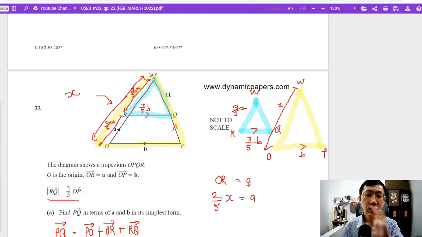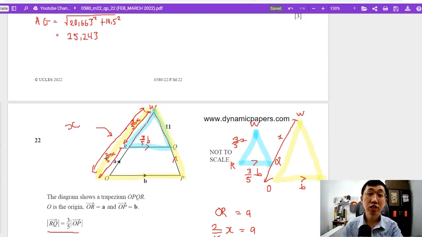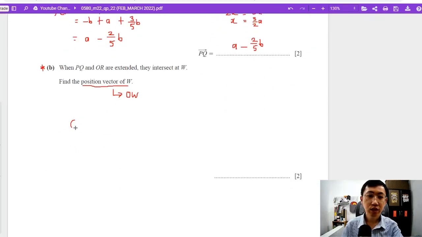Now move around using your algebra skills, right? I am going to write 2x over 5 equals A. We're going to solve for x right now. So 5 goes there. You get 2x equals 5a. Solve for x, because now I'm going to bring 2 to the other side. Then you get 5 over 2a. Now, why am I solving for x? Because we are trying to find the position vector OW, and coincidentally now OW we call length x. Can you see or not? So length x is now your OW, can be represented by 5 over 2a. So that is actually what they want, 5 over 2a.